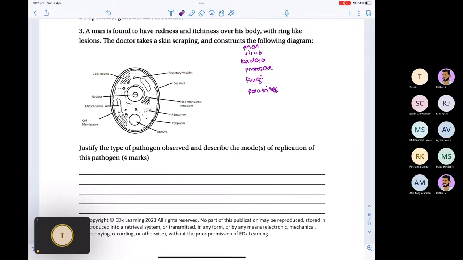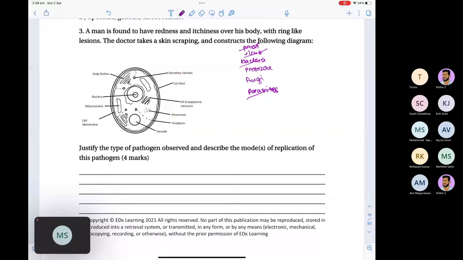Okay, so given this is a cell, straight away, Matthew, what can you cancel out of this list? Can we cancel out already bacteria, parasites, and viruses? Good. You can take out bacteria, viruses. You can take out parasites because they're multicellular. Good. What else can we take out, Mohammed? Prions. Very good. Prions are proteins. They're not cells. So now we're left with two.